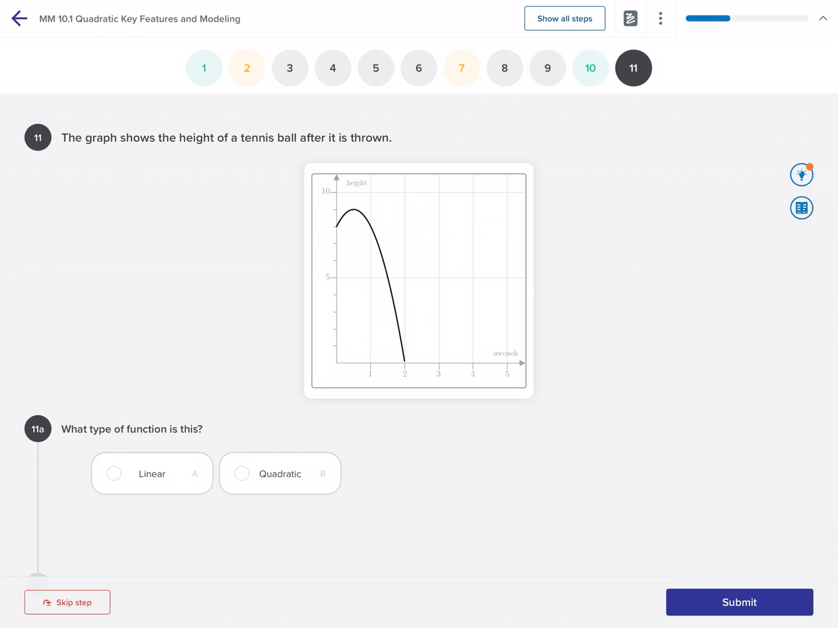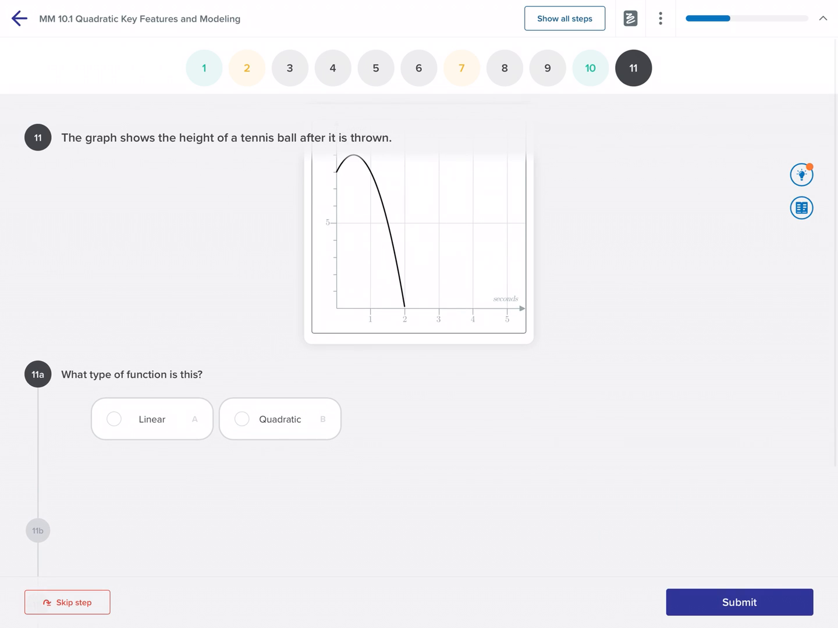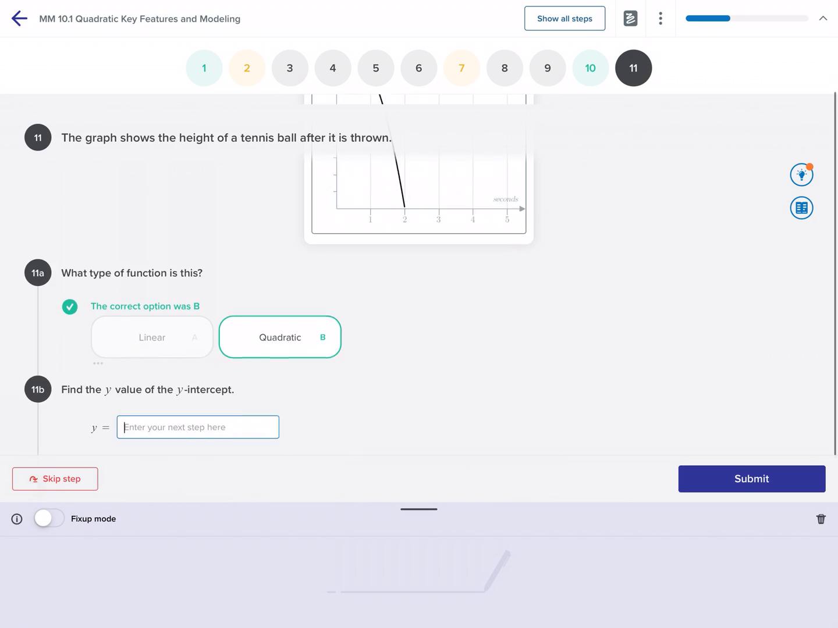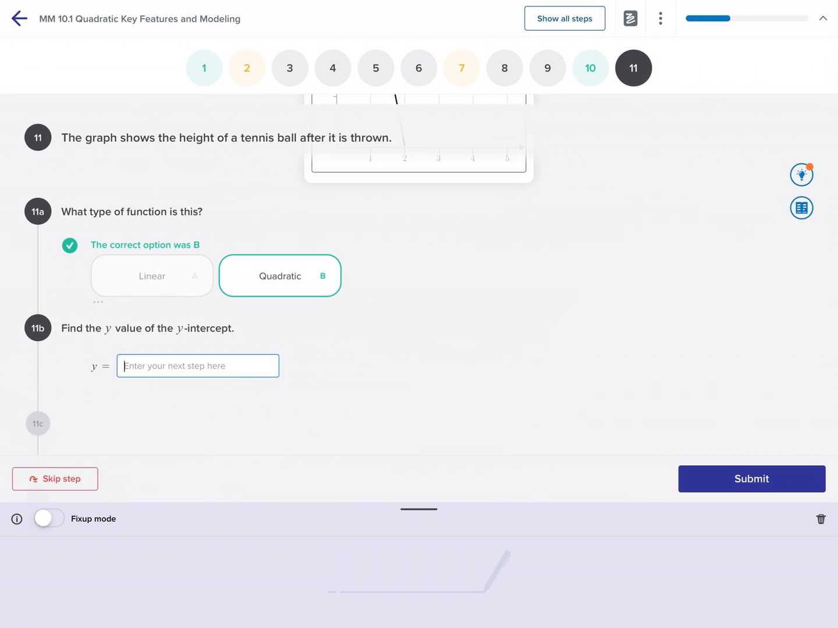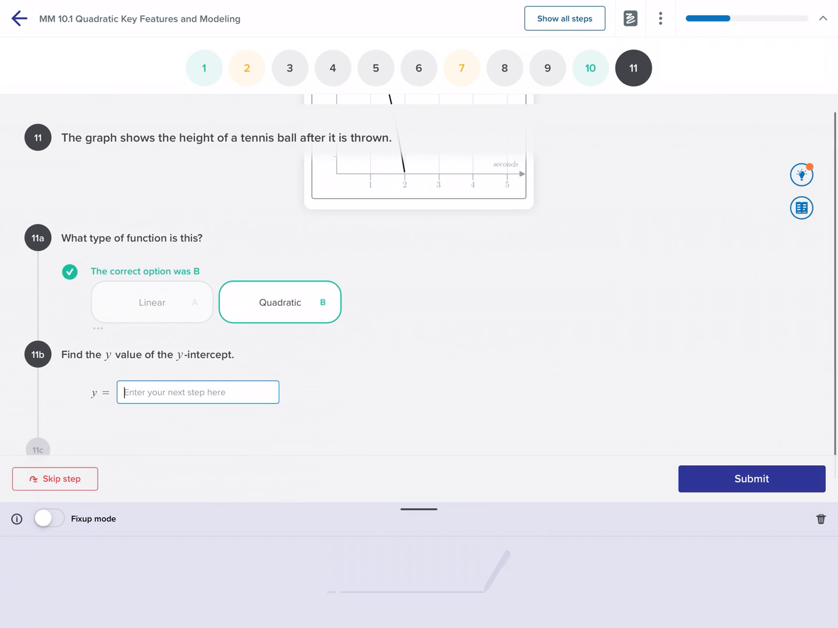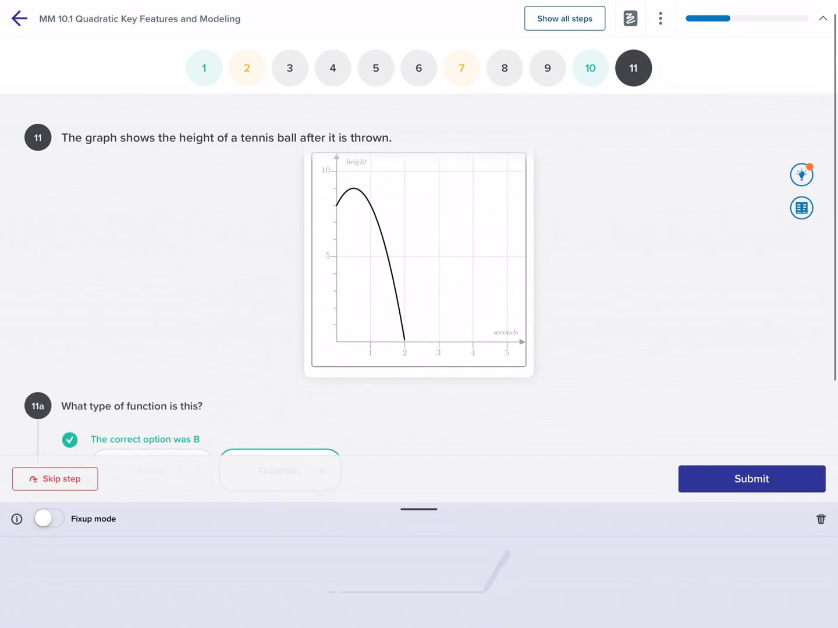This is like the very last page of our notes where we do applications. You don't need to solve the problem or anything. So for example, we have the height of this tennis ball. The type of function this is, well, this is a quadratic. The y value of the y-intercept looks like it's 7. Or no, it was 8.